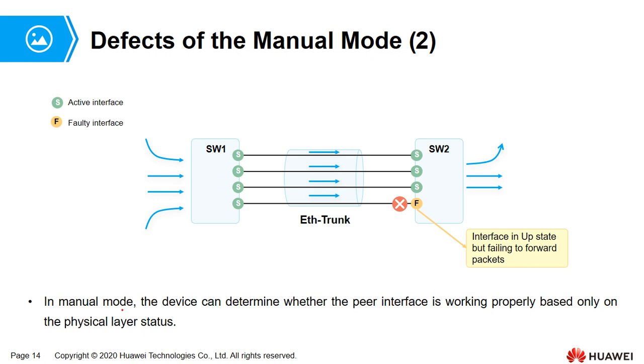In manual mode, the device can determine whether the peer interface is working properly only based on the physical layer status. In this case, an interface may be in up state but fail to forward packets. This is another defect of manual mode in Eth-trunk.